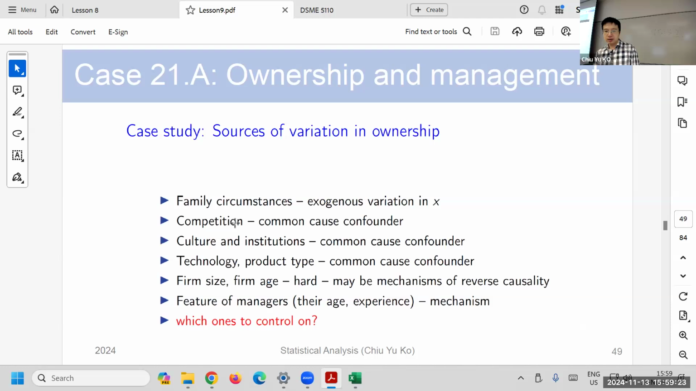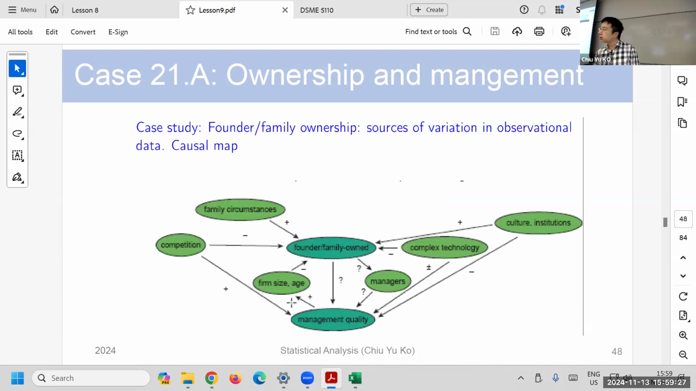The second one is competition, and this affects both. So you have to control it. We have to look at the industry, whether they're competitive or not. If you don't control it, if you forget about it, then you have a problem.